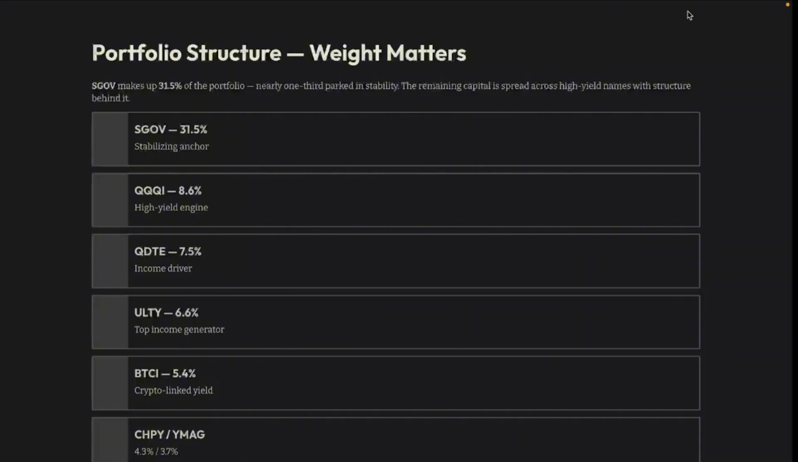My largest position is S-Gulf, which makes up about 31.5% of my portfolio. So almost 1/3 of the capital is parked in something relatively stable. My next few larger holdings are QQQI at 8.6%, QDTE at 7.5%, ALTI at 6.6%, BTCI at 5.4%, CHIPI at 4.3%, and YMAC at 3.7%. So while I own many high yield names, I'm not all in just one ticker. There's a structure behind it.